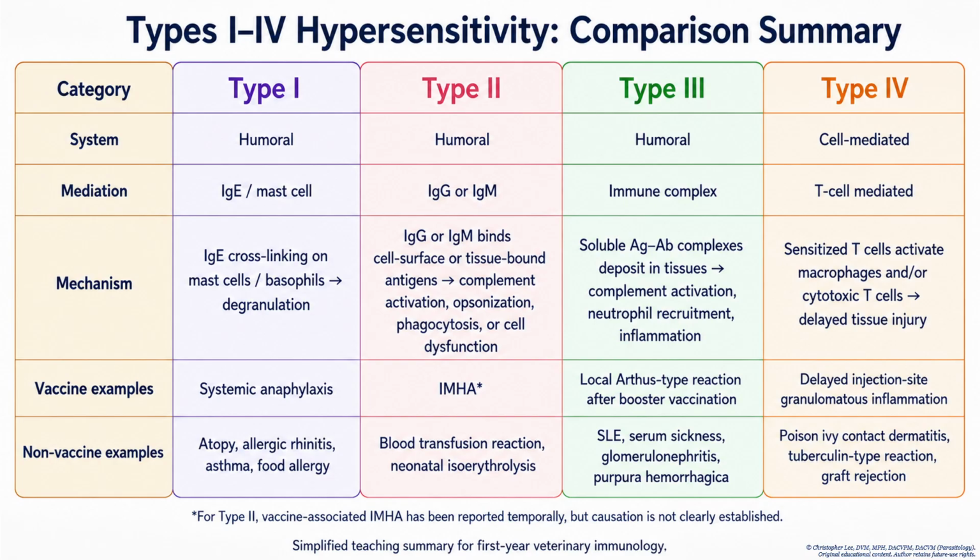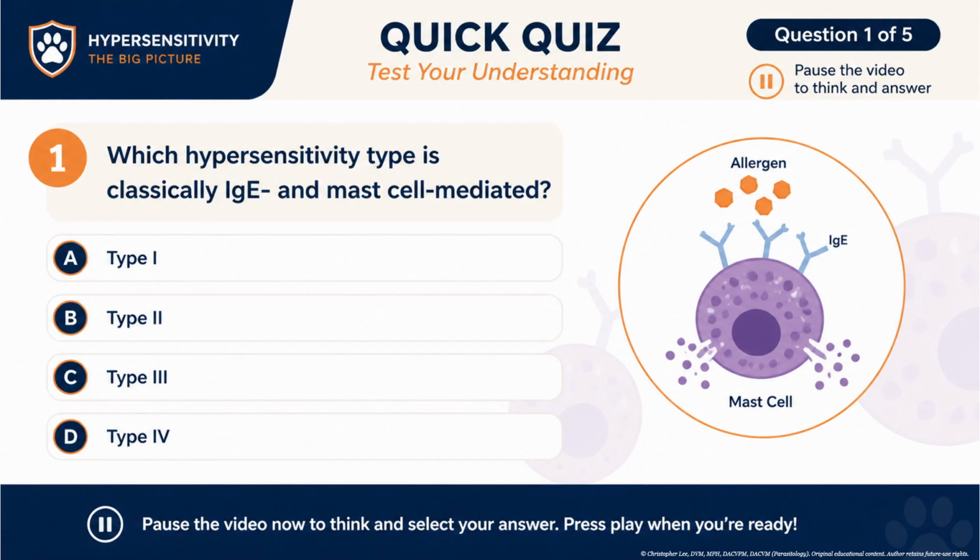There are 5 questions, and please feel free to pause the video after each question and take as much time as you need, or just sit back and think through the answer as we go. Question 1. Which hypersensitivity type is classically IgE and mast cell mediated? Feel free to pause if you need more time.